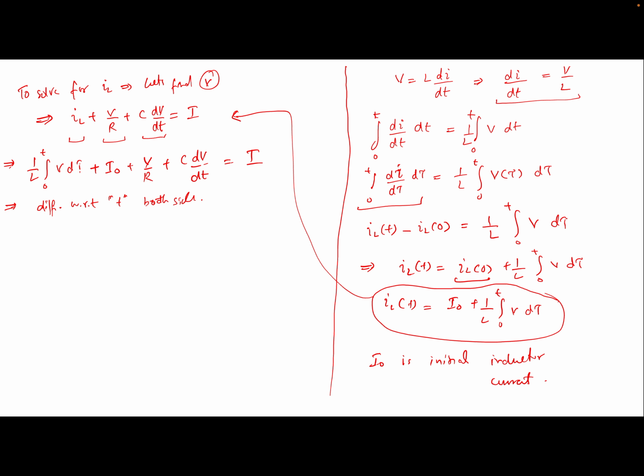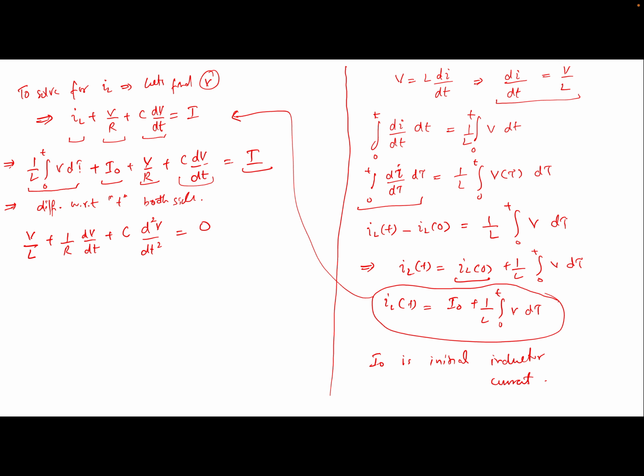If I differentiate this with respect to t on both sides, the differentiation and integral will cancel out, so you are going to be left with V over L. Next is a constant, so it is going to come out to be 0. V over R, so you will get 1 over R dV by dt, plus this term where we're going to get a double derivative, C d square V by dt square, equals 0. Again, the constant term becomes 0 because the derivative of a constant is 0.